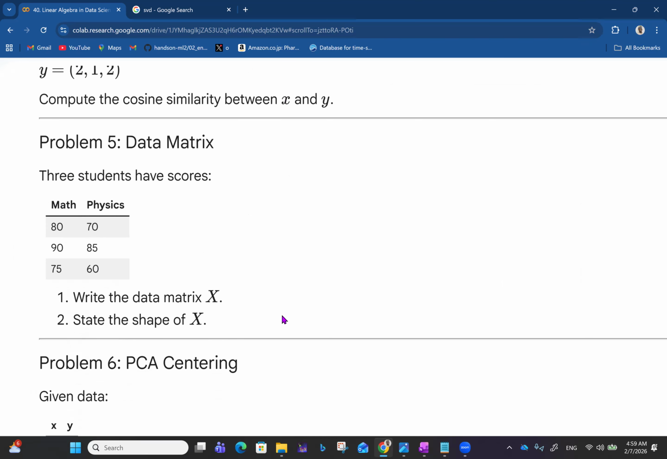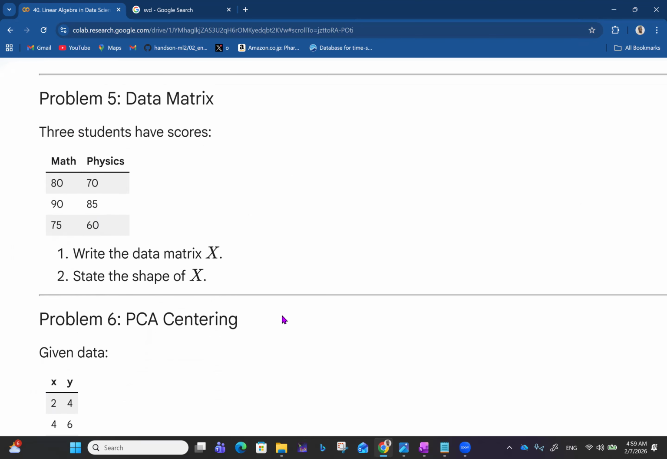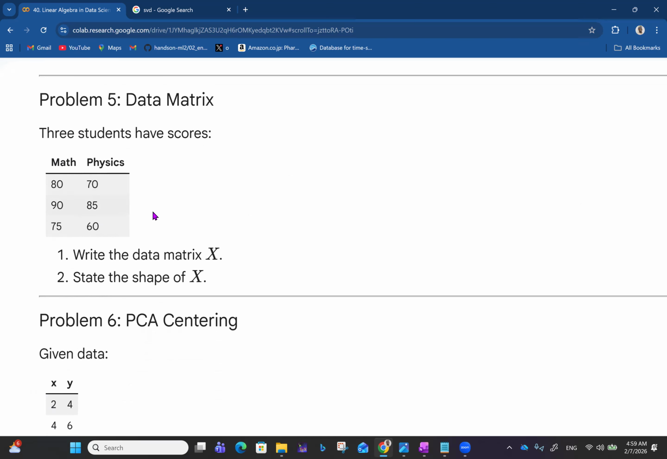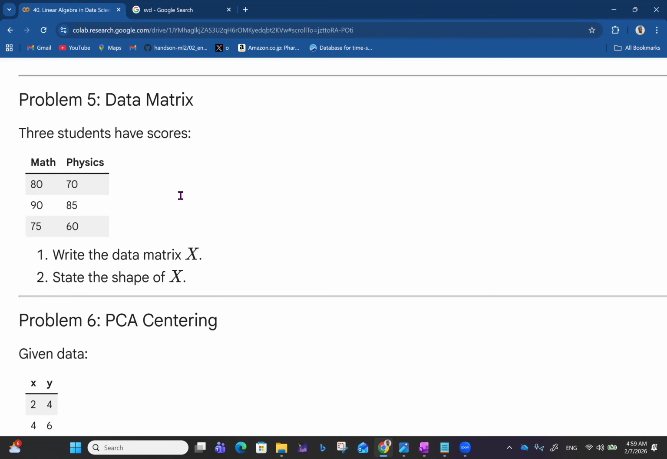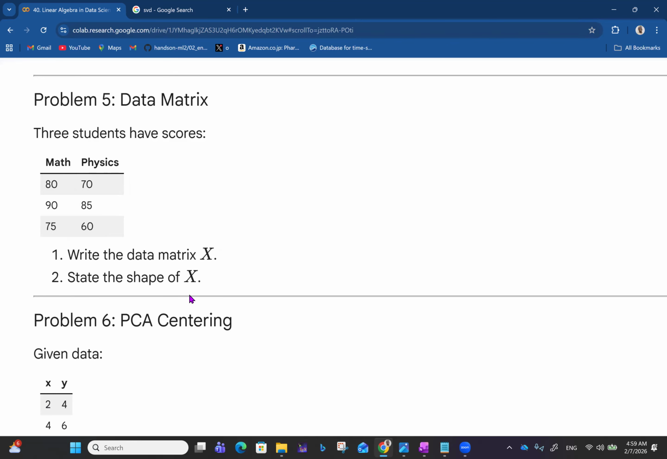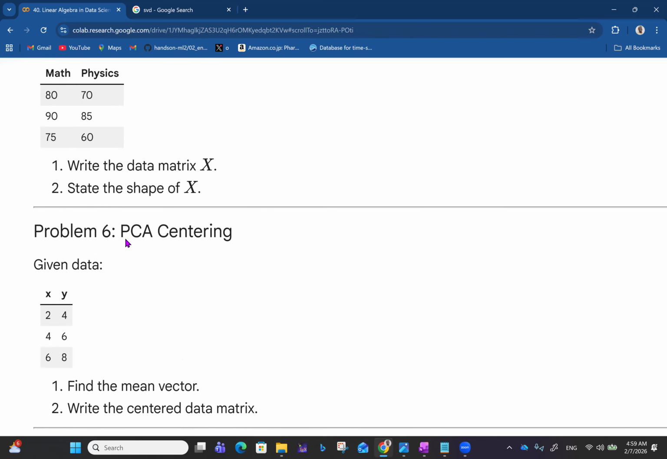So compute the data matrix. Three students have scores 80, 70, 90, 85, 75, 60. Write the data matrix X and state the shape of X. So that looks like it to be 2 by 1, in that case. No, that'll be 3 by 2, right? 3 by 2: 3 rows, 2 columns.